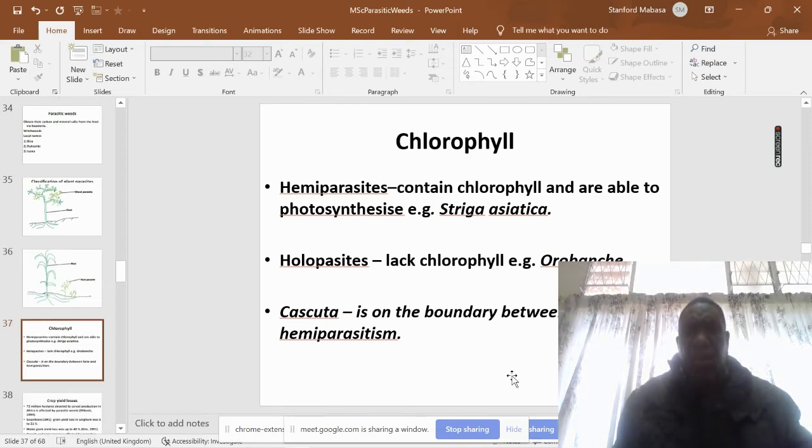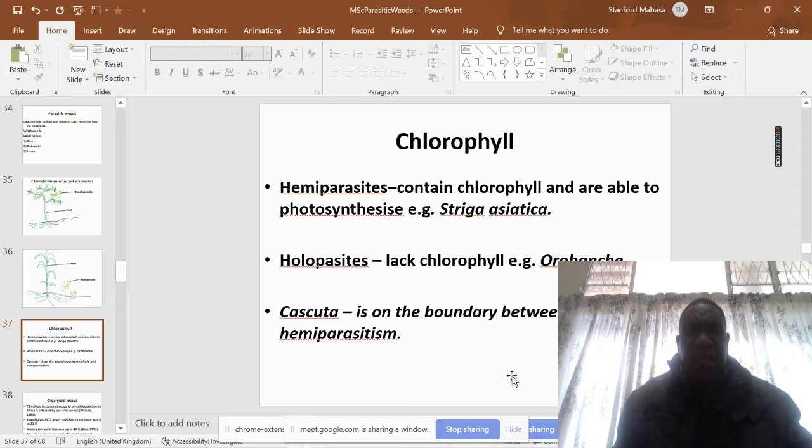We can also use chlorophyll to classify these parasites. One group, we call it the hemiparasites. Hemiparasites contain chlorophyll and are able to photosynthesize, for example, Striga asiatica. The second group is called the holoparasites. These do not contain chlorophyll at all, or they lack chlorophyll. These are the Orobanche.